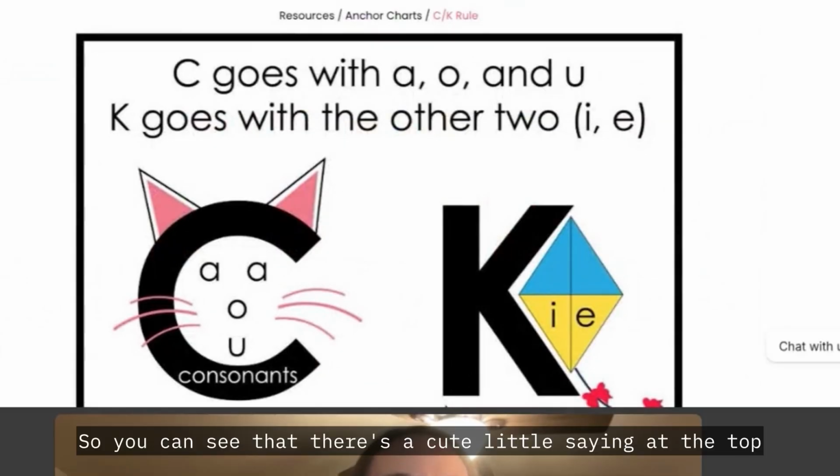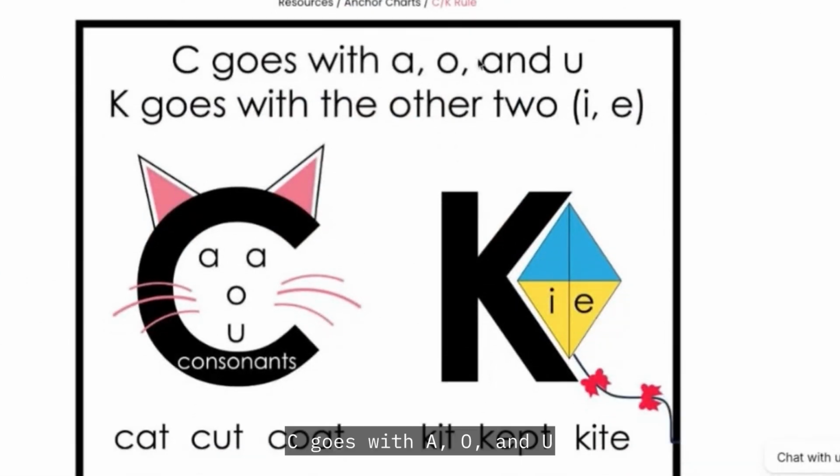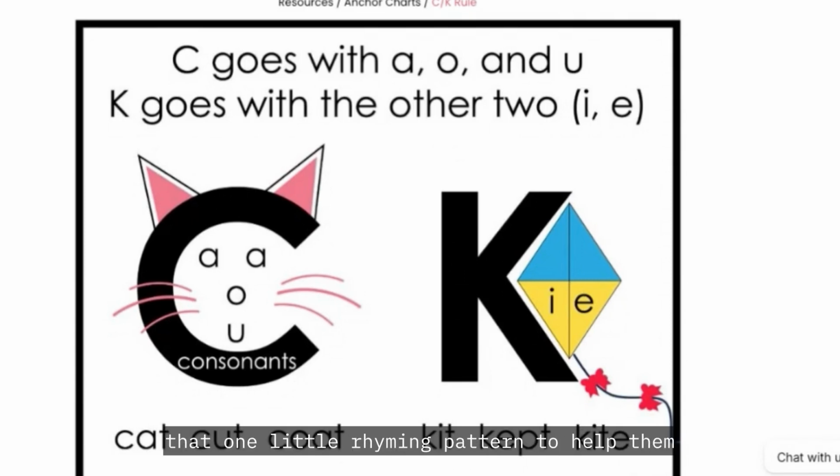So you can see that there's a cute little saying at the top. C goes with A, O, and U. K goes with the other two. I have heard it be said, K takes I, Y, and E. C takes the other three as well. So there are different ways that you can teach your students that one little rhyming pattern to help them.